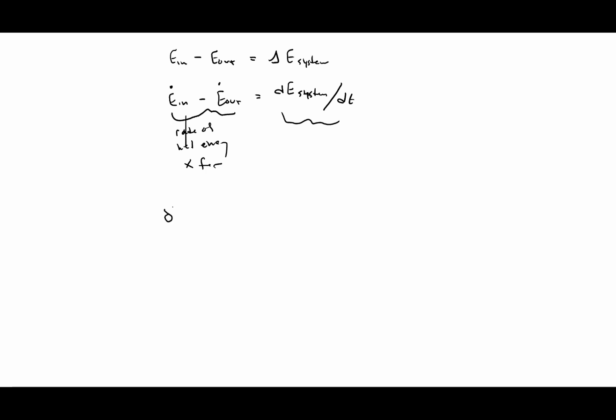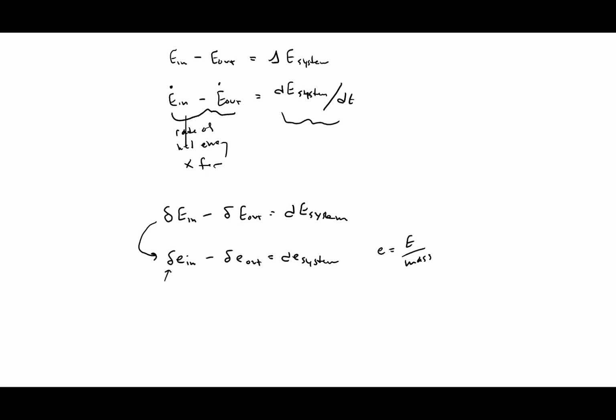And then we can also write this in a differential form. So the energy in minus the energy out is equal to the change in energy of the system. And notice that none of these equations are on a per mass basis. We can write all of these on a per mass basis. For instance, let's take this differential form and write it as little e in minus little e out is equal to dE of the system. And this little e is just the big E divided by mass, so we're just writing this on a per mass basis. And these differential symbols, this lowercase delta basically represents an inexact differential, and this D represents an exact differential.